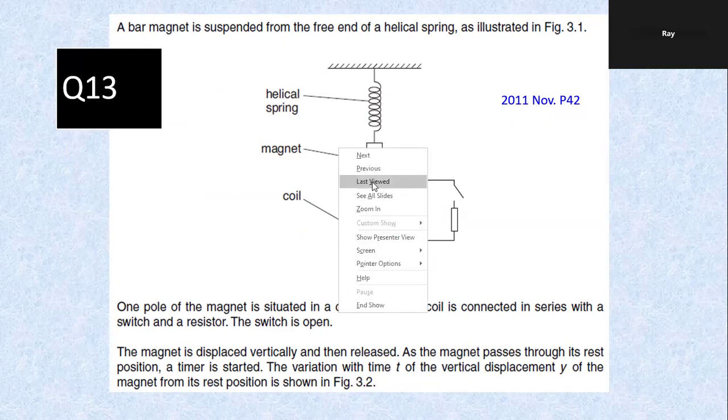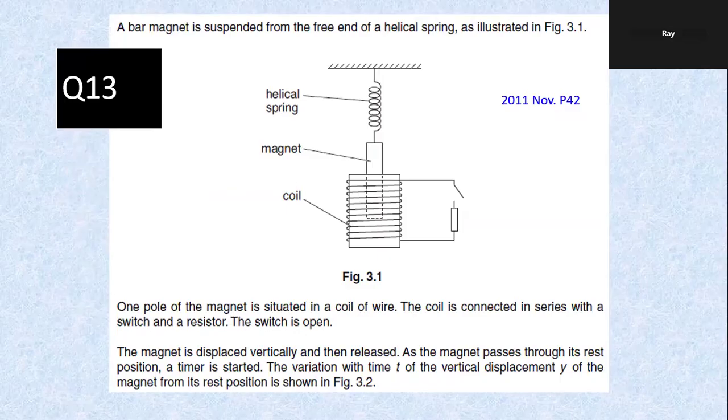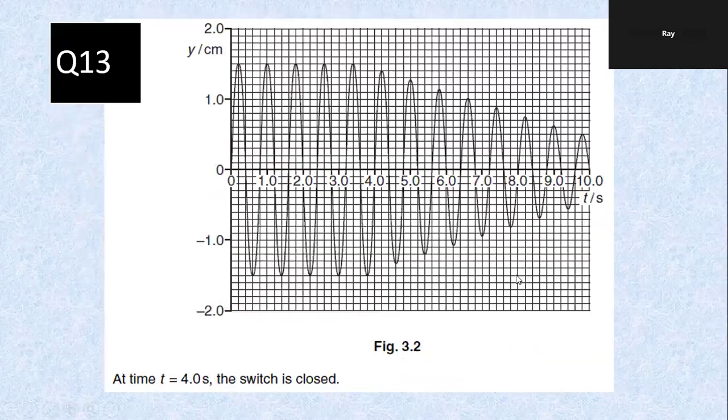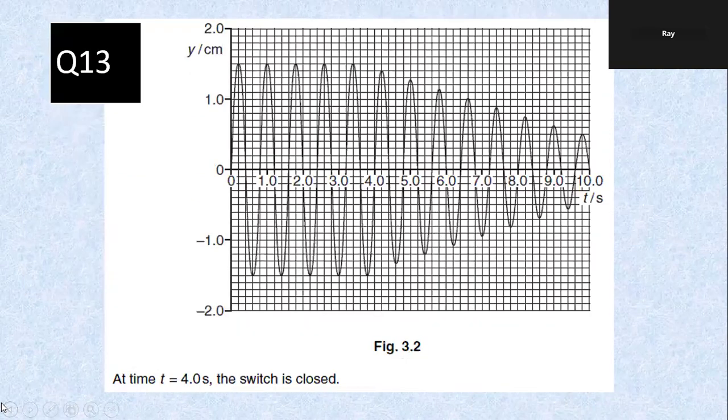Okay, I don't think we will do this one because we haven't done electromagnetic induction yet. Anyway, I will just record it down. Maybe we can try. See whether you can understand or not.